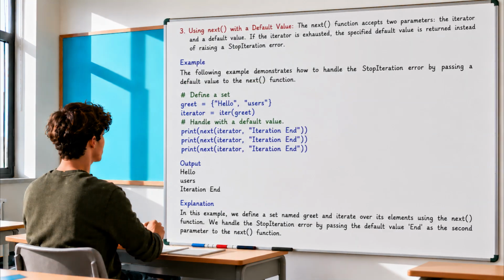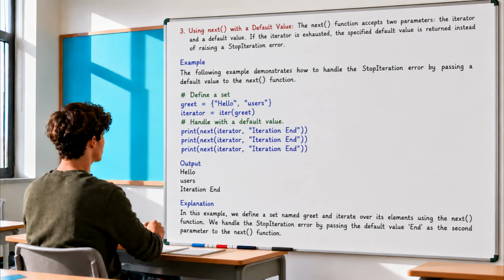3. Using next with a default value. The next function accepts two parameters, the iterator and a default value. If the iterator is exhausted, the specified default value is returned instead of raising a stop iteration error. Example. The following example demonstrates how to handle the stop iteration error by passing a default value to the next function.